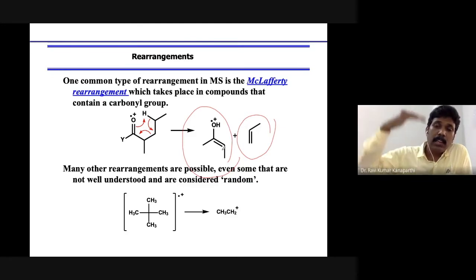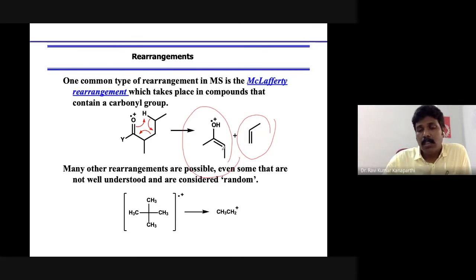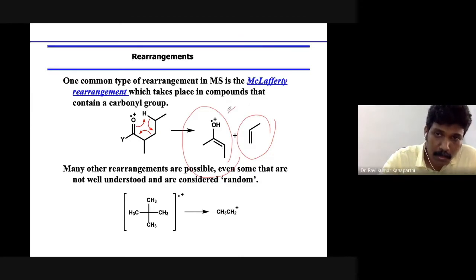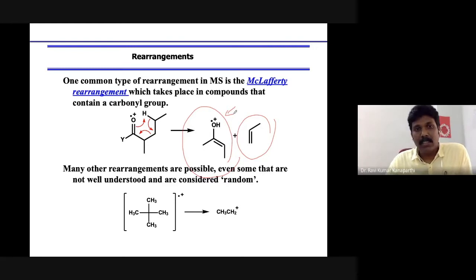That means its intensity is relatively high, and then many of this fragment will be seen. So therefore, the rest of the fragment ion intensities are calibrated with respect to this particular type of McLafferty rearranged product. Okay, so this is a very common rearrangement that we encounter in many organic compounds.